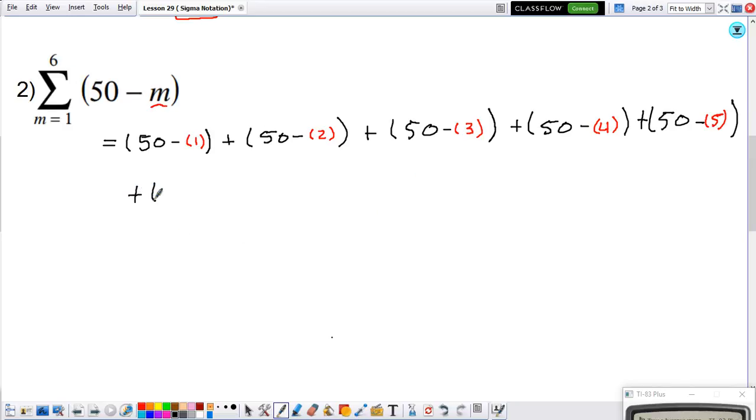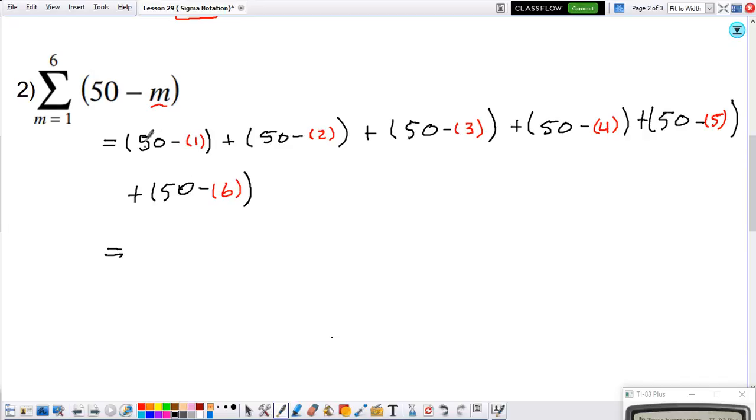So now it's going to be, again, 50 minus the next number, which is 6. So we did the substitution okay now. So this is considered your final answer. But we got to simplify. We need to come up with a single number.